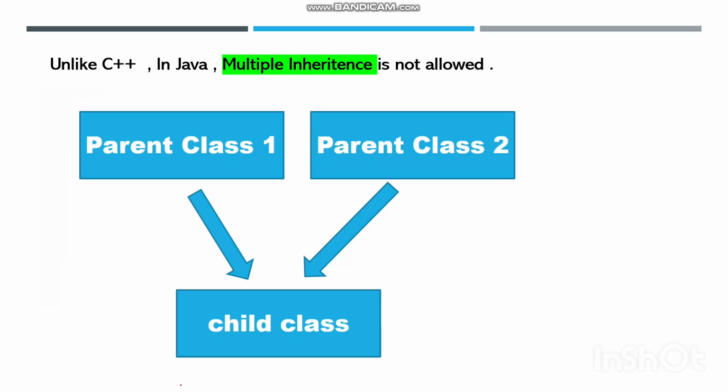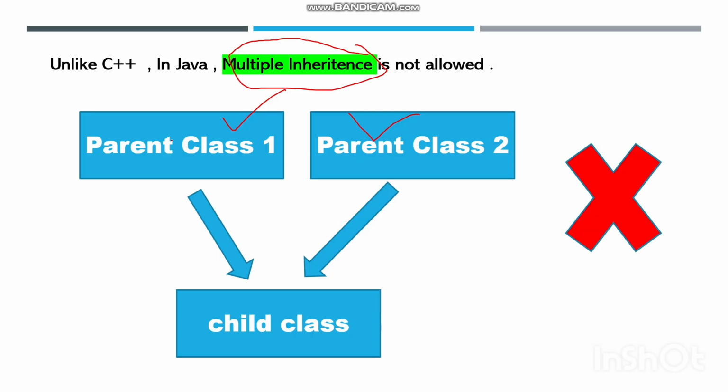But there's a certain restriction specifically in Java: you cannot inherit a single class from two parent classes. There cannot be two parents of the same class. This restriction in Java is called multiple inheritance. It is not allowed in Java, unlike C++. I have written that in C++ it is allowed, but in Java it is not allowed.